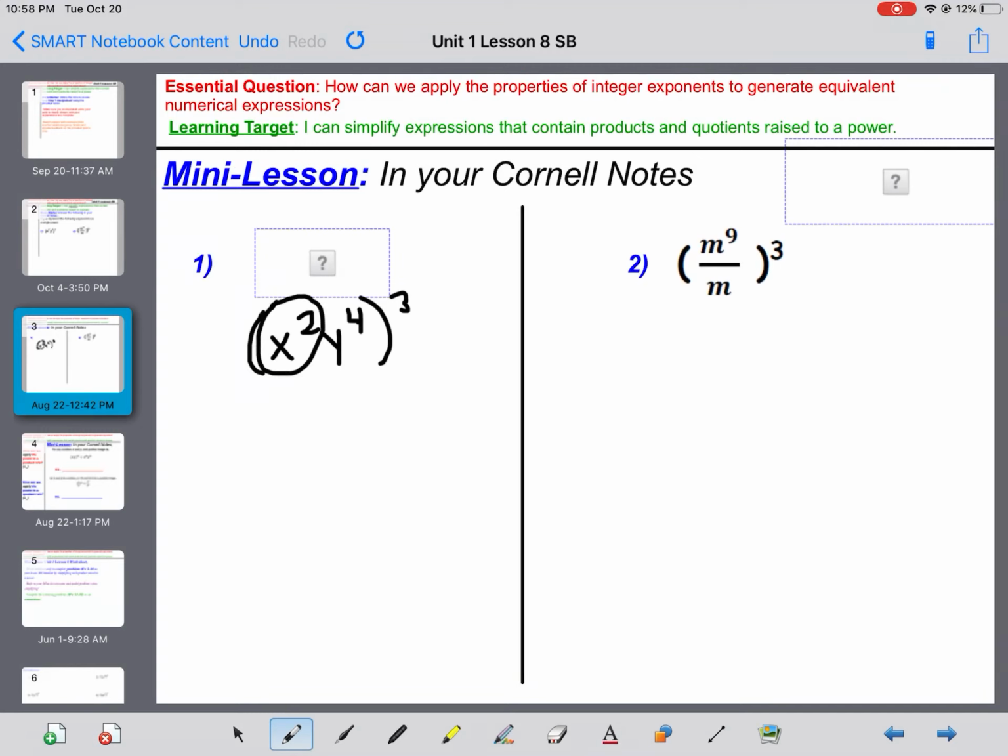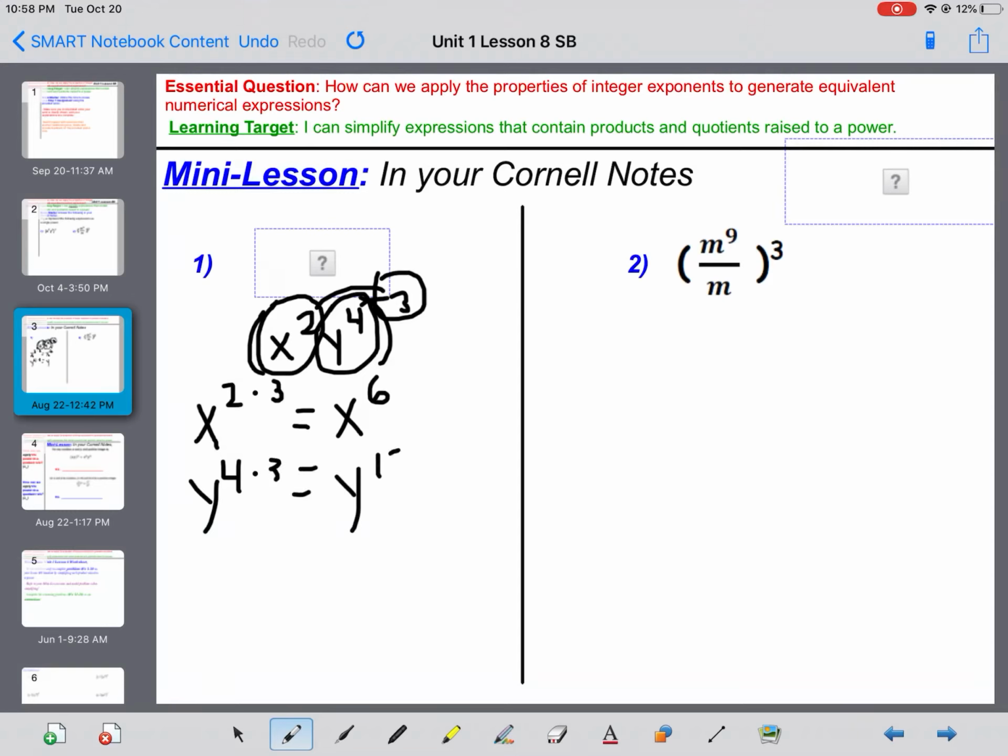We're going to focus on this one power and then the exponent, and we're going to separate them. So we have x and the exponent that x had, and we multiply it by the exponent there. 2 times 3 is x to the 6th. Then we do the same thing for y. Y was raised to the 4th power times 3, so y is now raised to the 12th power. Our answer is x raised to the 6th power, y raised to the 12th power.